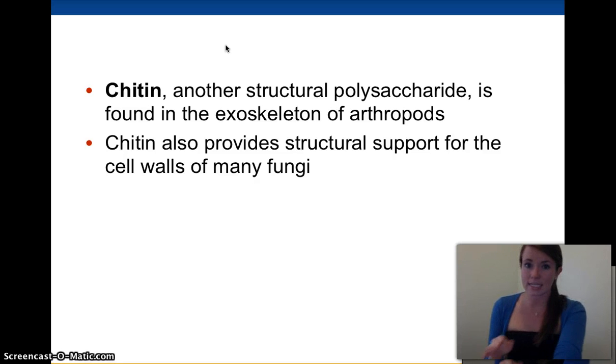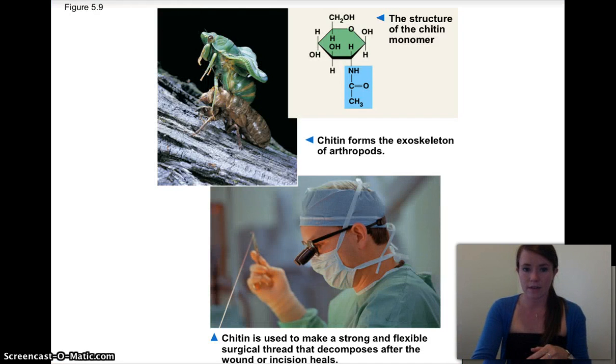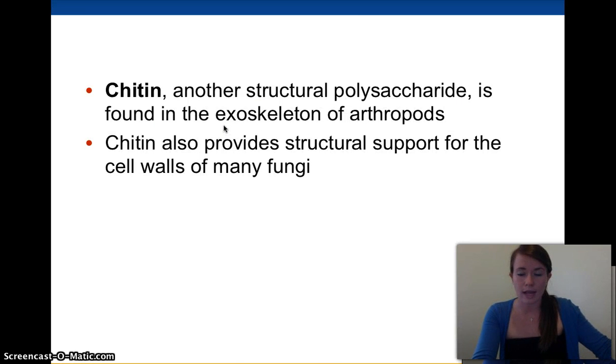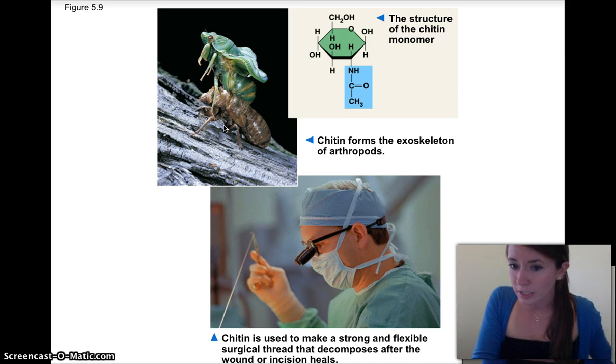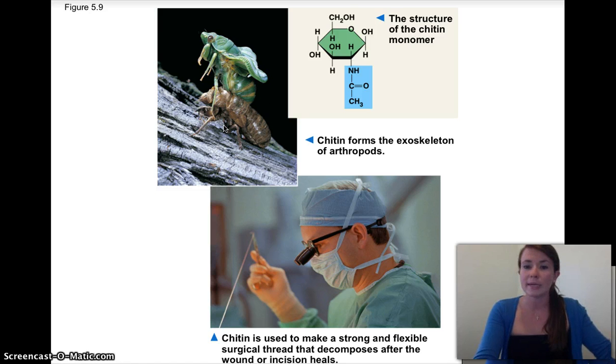Then chitin is another structural polysaccharide, and it's found in a couple of places, such as the exoskeleton of arthropods. So this guy right here, whatever strange insect he is, he's shedding his outer shell, and this would be tough based entirely on chitin. It also provides structural support for fungi, like mushrooms and stuff like that. They have chitin in their cell walls, which actually leads to an evolutionary relationship. We'll talk about that when we get to evolution. But here's the structure of chitin. It has an extra group with a nitrogen over here, which is why it's a little bit different.